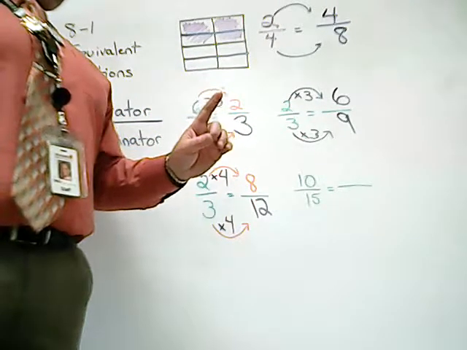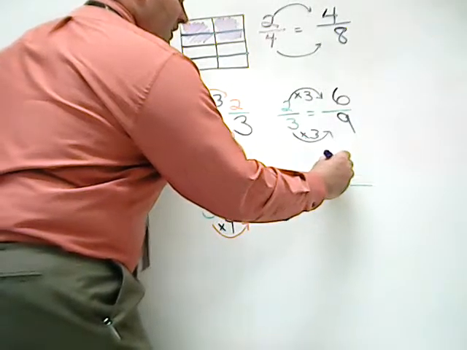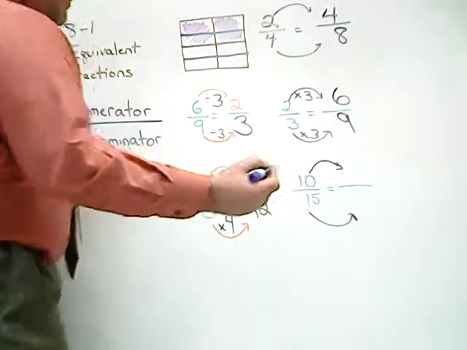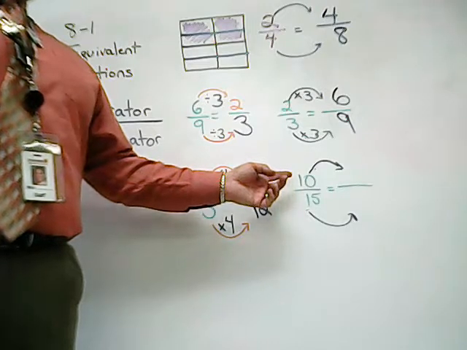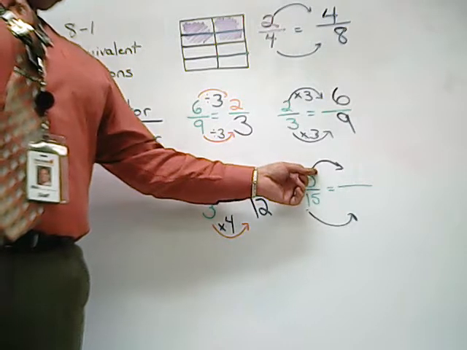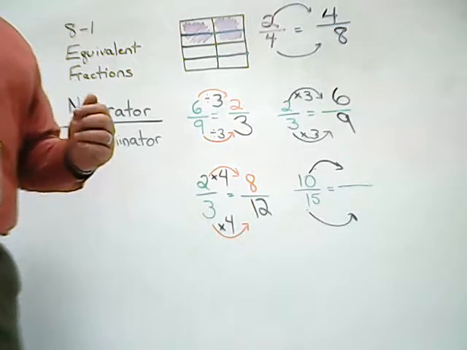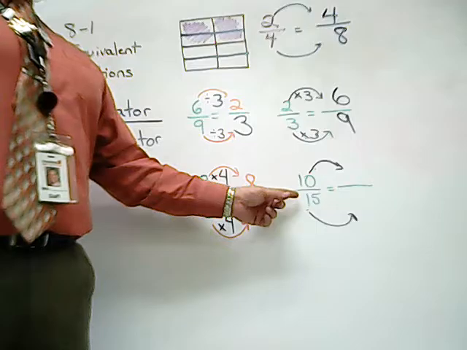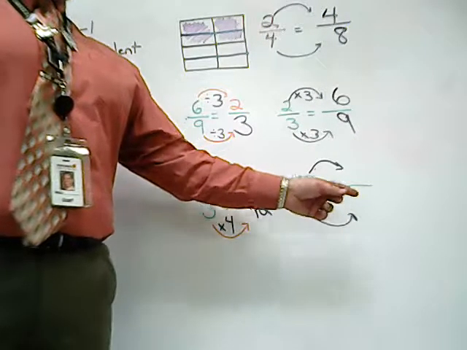Division, though, is a little bit different. For division, I need to find a number that I can divide with both my numerator and my denominator. So in this case, if I chose 2, I could do 10 divided by 2 and come up with 5. However, 2 is not a possible solution. The reason is I can't do 15 divided by 2 and come up with a whole number.